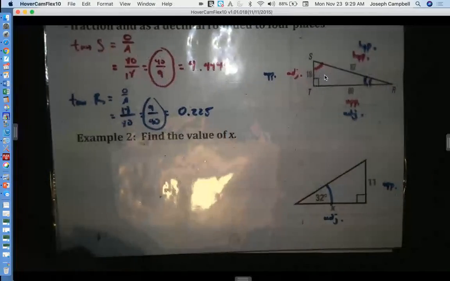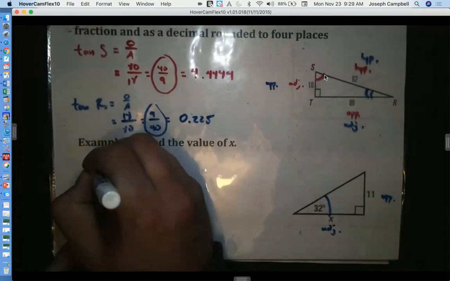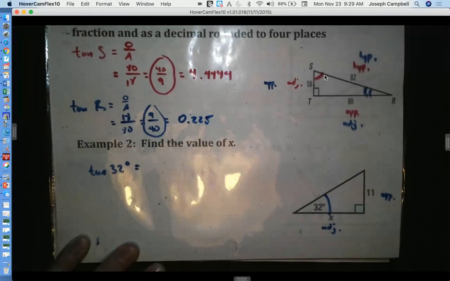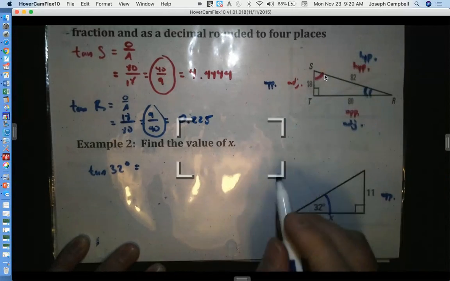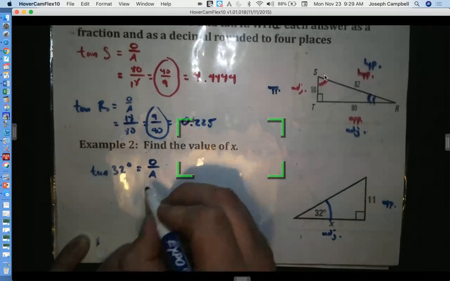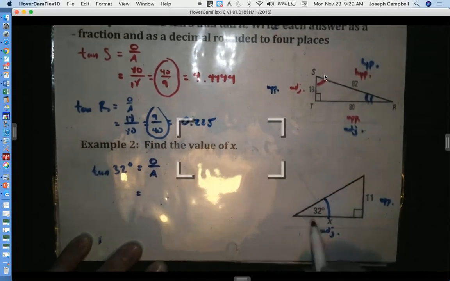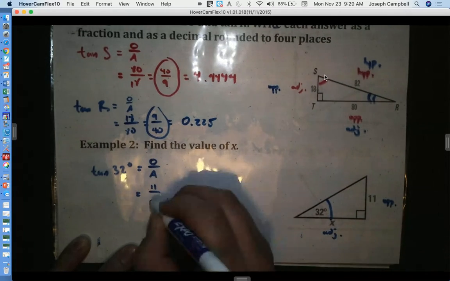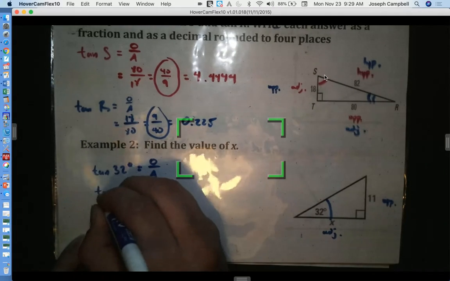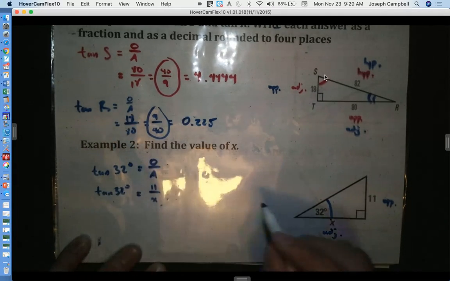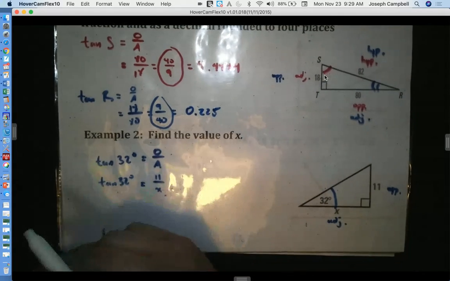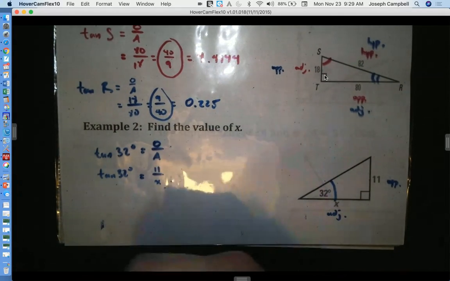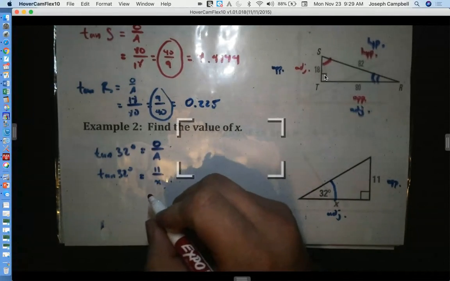All right, great. All right, so tangent of 32 degrees. Okay, tangent. Remember, SOHCAHTOA, opposite over adjacent. What is opposite over adjacent? Well, opposite is 11, and the adjacent is x. Okay, so now I have tangent of 32 degrees is equal to 11 over x. Well, this is algebra. The name of the game is get x by itself. So to do that, it's a problem since x is in the denominator.